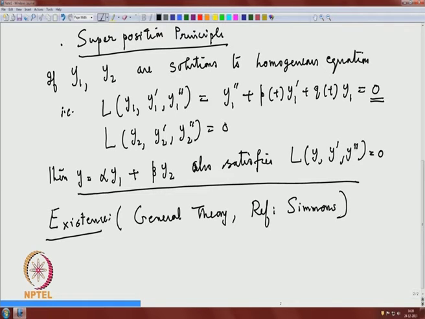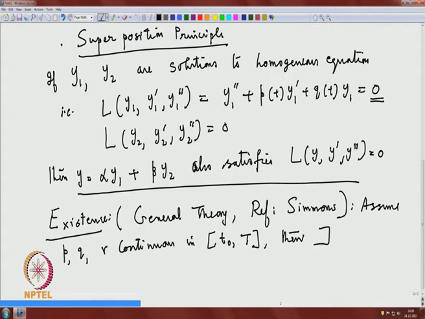So, we are not going to prove the existence theory, but let me just state it. Assume P, Q are continuous in the interval t naught to t, then there exists a unique solution to the initial value problem. I will explain what the initial value problem is here.